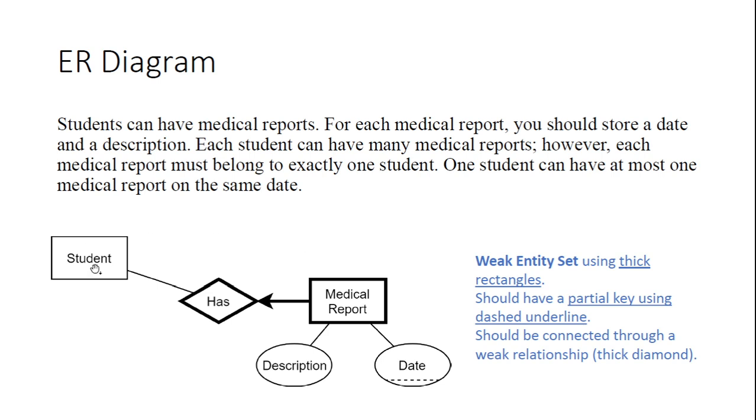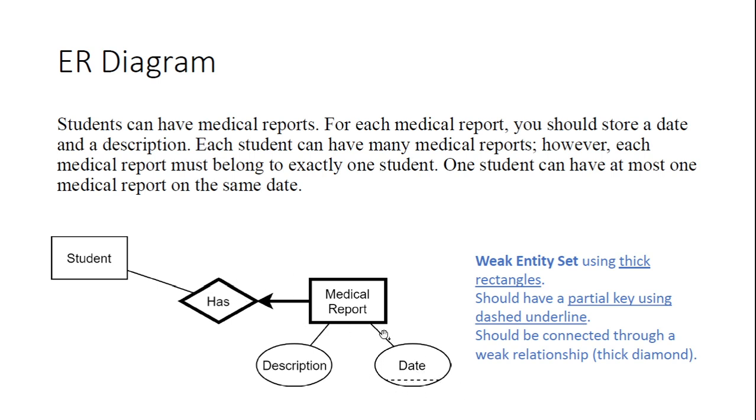So for a student, if we are just looking at a student only, there can be only one medical report on the same date. So it is also given: one student can have at most one medical report on the same date. For different students, for example, Ali and Ayşe, they can get a medical report on the same exact date, but Ali cannot get another medical report on the same date. So that's our constraint. Because of that, I can define the date as the partial key, which is shown with the attribute underlined with a dashed line.